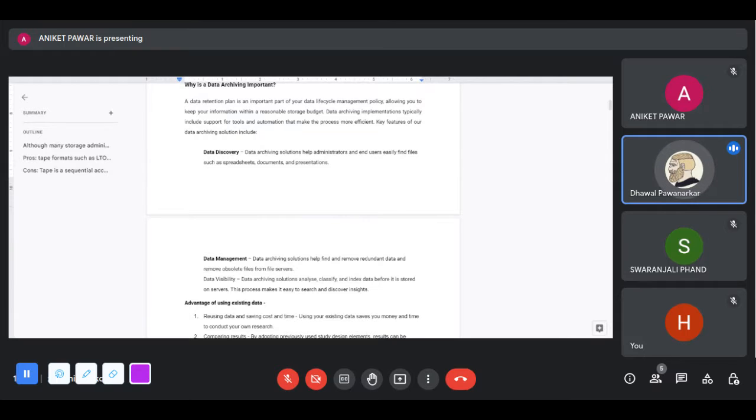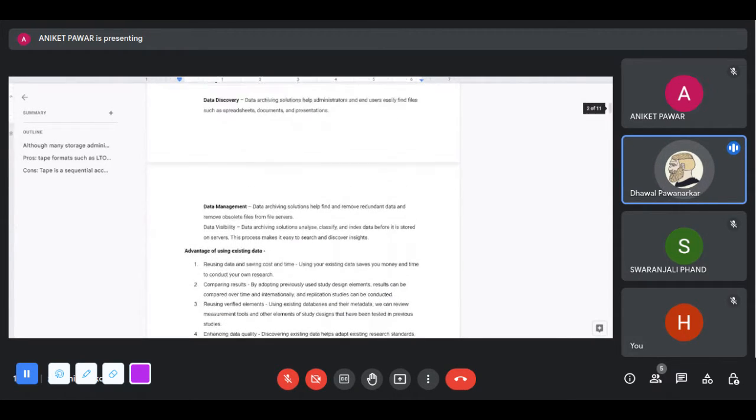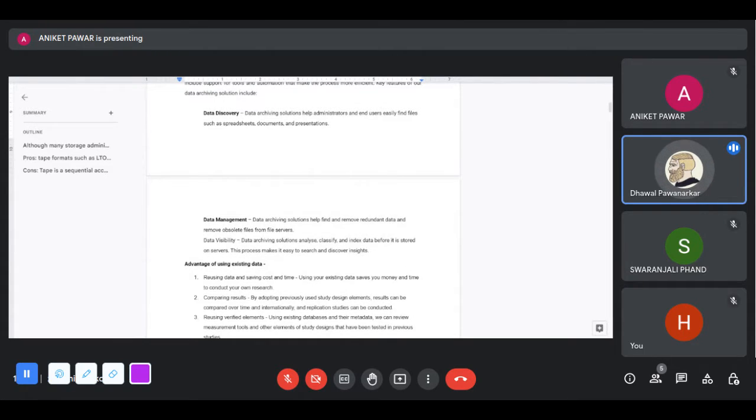In this we have three parts. Firstly, we have data discovery. Data archiving helps administrators and end users easily find files such as spreadsheets, documents, and presentations. Secondly, we have data management. In this, the data archiving solution helps find and remove redundant data and remove obsolete files from the servers. And lastly, we have data visibility. In this, the data archiving solution analyzes, classifies, and indexes the data before it is stored on the servers.